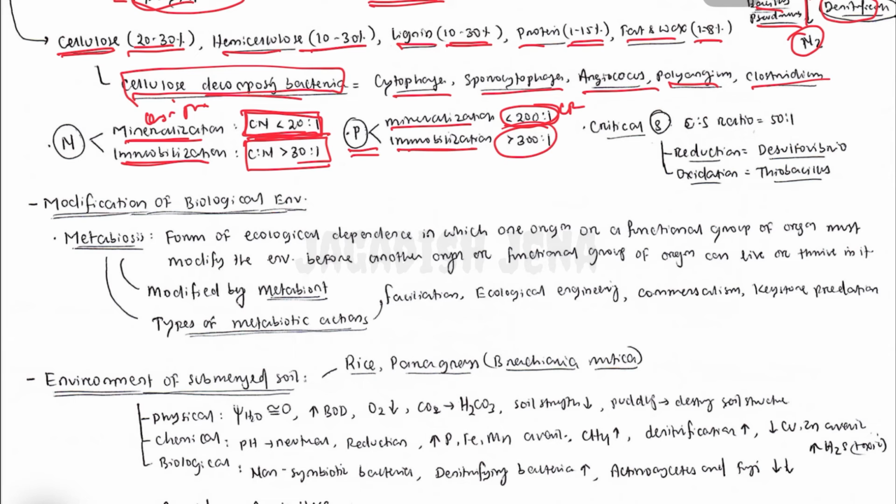Okay. Then, the critical C:S ratio for sulfur is 50:1. If it is less than 50:1, then there will be mineralization. If it is more than 50:1, there will be immobilization. For sulfur, there are two other dynamic mechanisms, sulfur reduction and oxidation. For sulfur reduction, Desulfovibrio is the common microbe that plays a significant role. For sulfur oxidation, Thiobacillus plays a significant role.